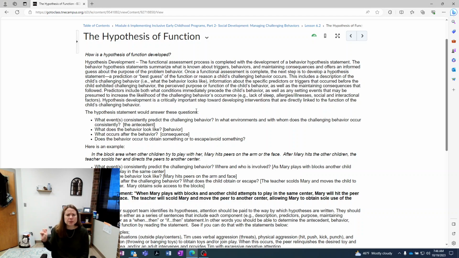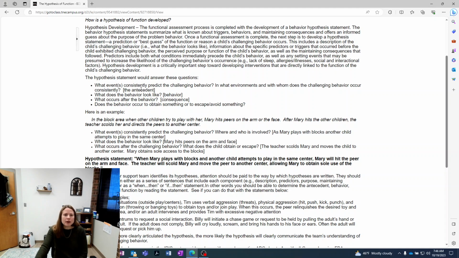Your hypothesis is your best guess, a prediction of why the child is doing what they're doing and why the behavior is continuing to happen, right? So what's the function of the behavior? Whenever you're trying to come up with a hypothesis statement, it's important for you to ask yourself these questions, right? What events, what times is this happening? What environments and with whom is around when this challenging behavior occurs? So that's the antecedent. What does the behavior look like? You're going to talk about it in specific terms.